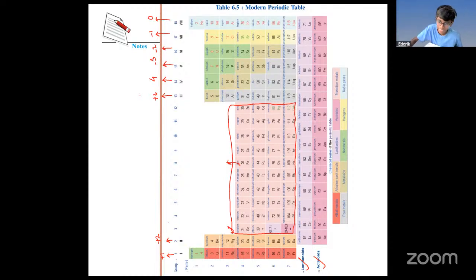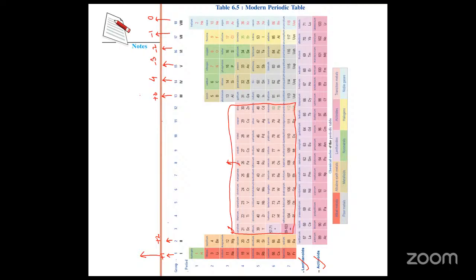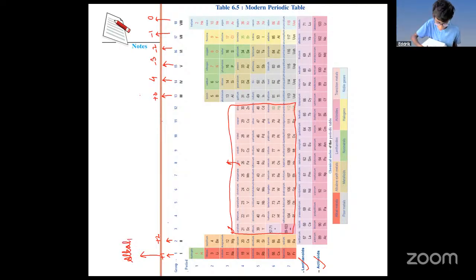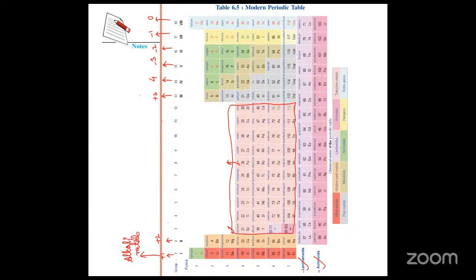So the first group elements except hydrogen are called alkali metals because they have the valency of +1 and they are highly reactive. One example of high reactiveness is when I put sodium in the air without any matchstick or any other energy source, it will automatically burst because it is highly reactive. The oxygen present in the atmosphere directly reacts with it. This is called very highly reactive.